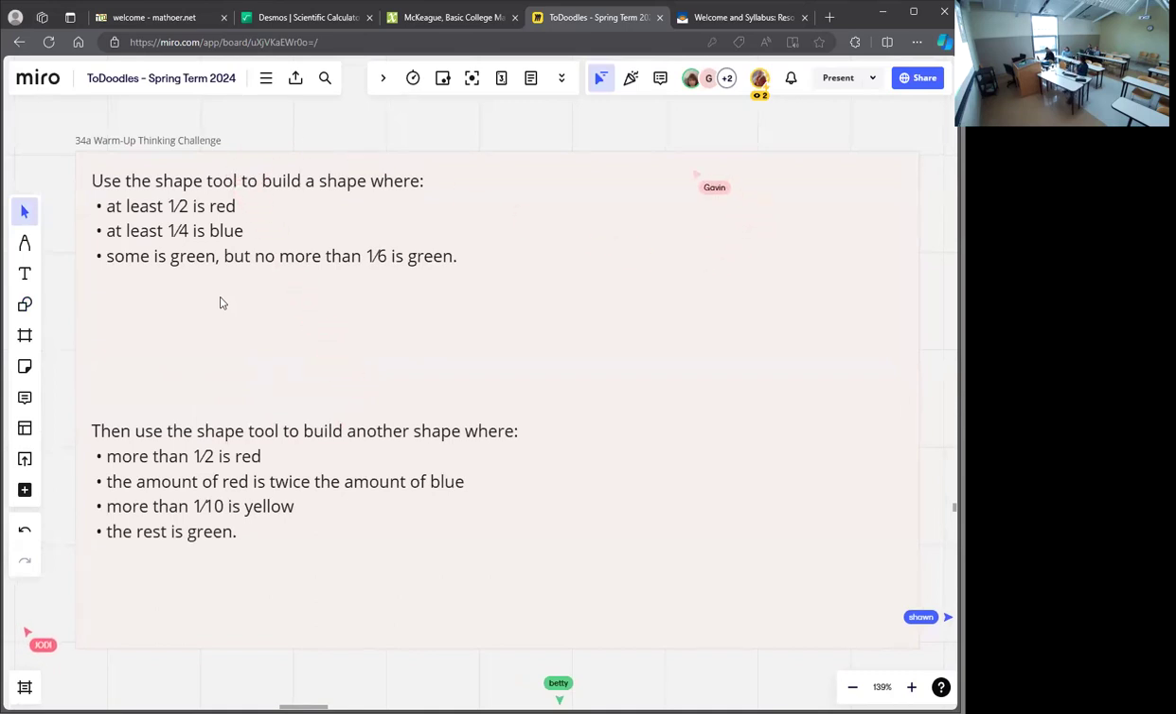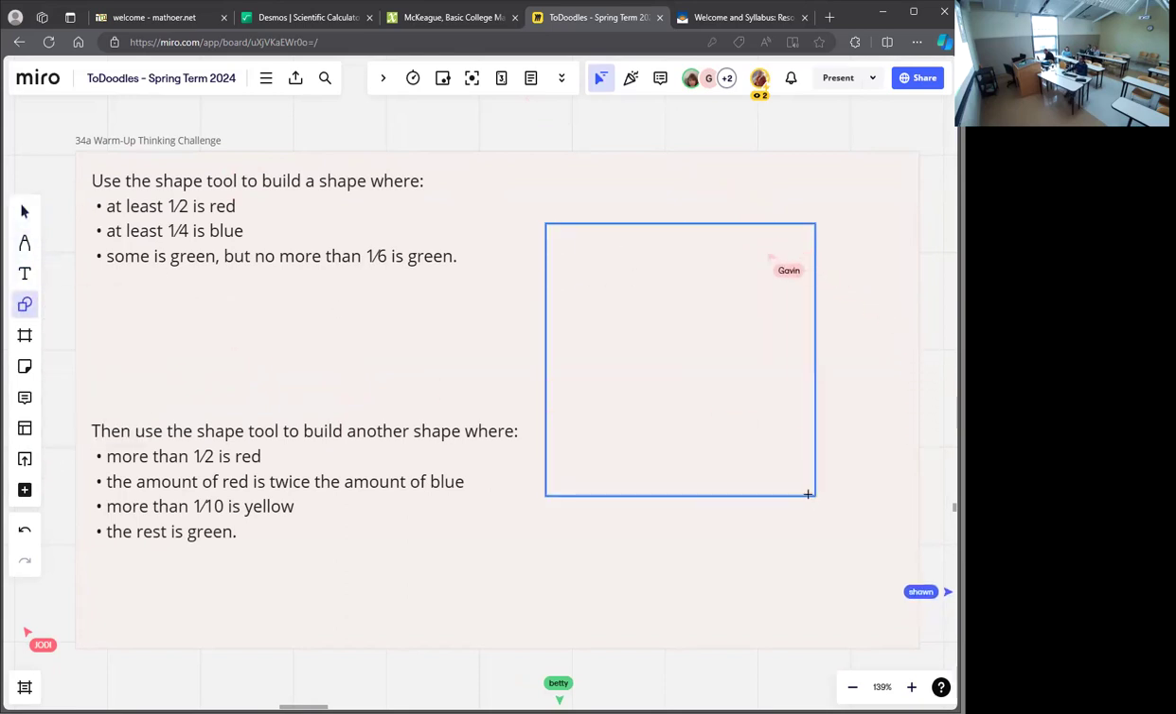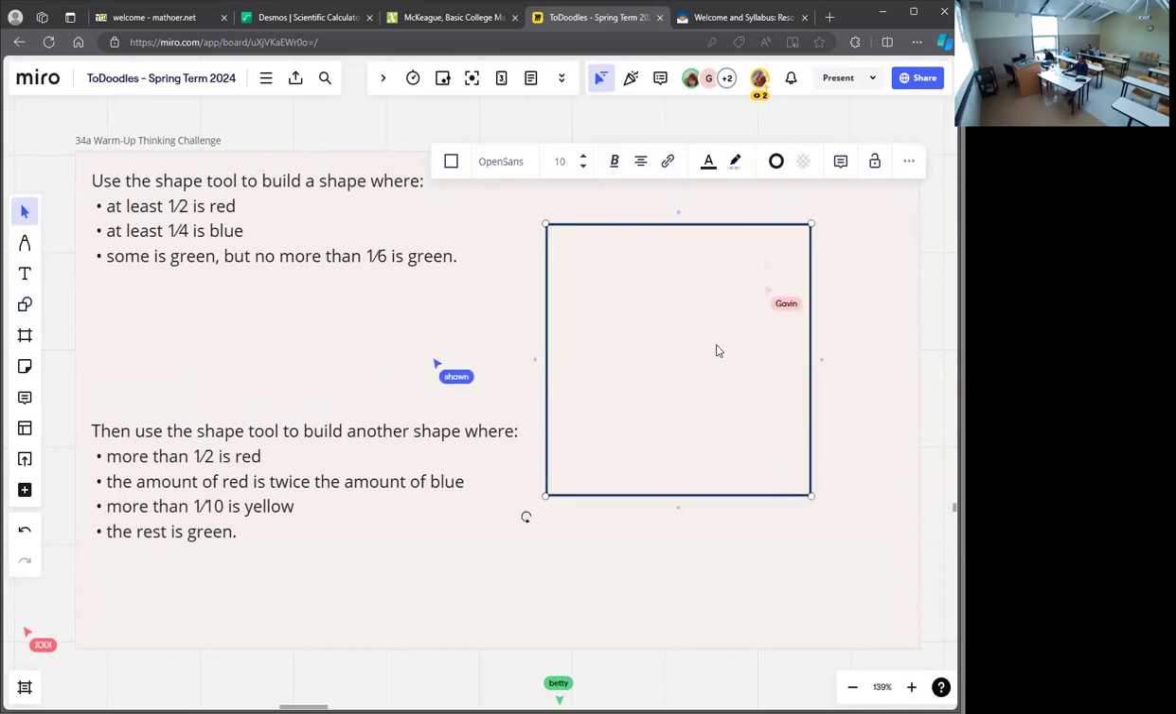Together. You're too busy eating? No, I'm not going to build the shape. So you have the shape tool. John and I can build the shapes. Well, we have Betty and Emily with us too.